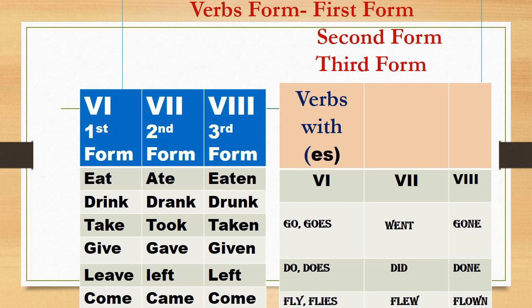Like if I say just tell me the 3 forms of the verb eat, you will say in the first form it is eat, in the second it is ate, in the third it is eaten. Drink, drank, drunk. Take, took, taken. Give, gave, given. Leave, left. Come, came, come. Just read out and you will learn that once. No worries. Go, went, gone. Do, does, did, done. Fly, flies, flew, flown.